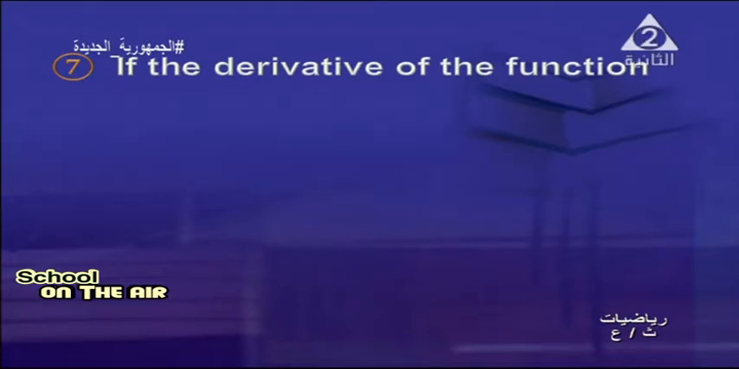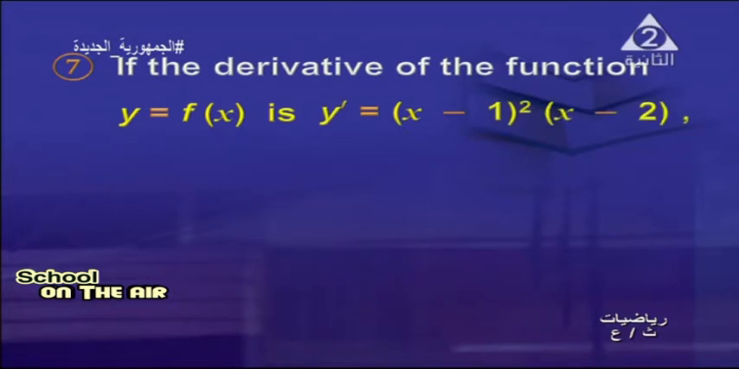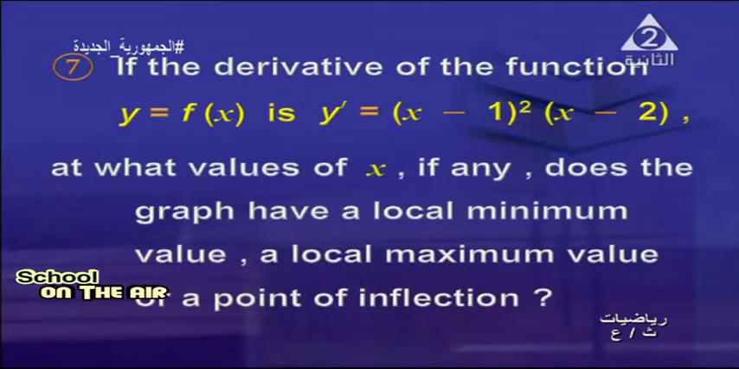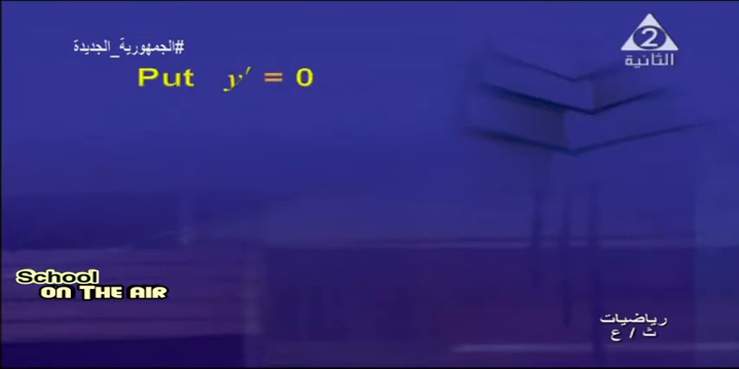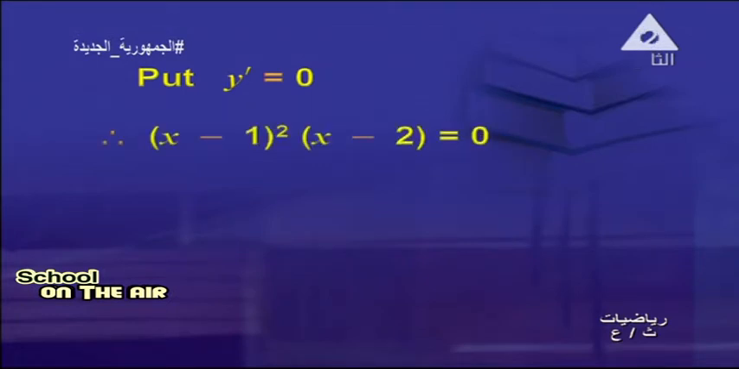If the derivative of the function y equals f of x is y dash equals bracket x minus 1 all power 2 multiply bracket x minus 2, at what values of x, if any, does the graph have a local minimum value, a local maximum value, or a point of inflection? First, we put y dash, the first derivative, equals 0. Then x minus 1 all power 2 multiply x minus 2 equals 0. Then x equals 1 or x equals 2.